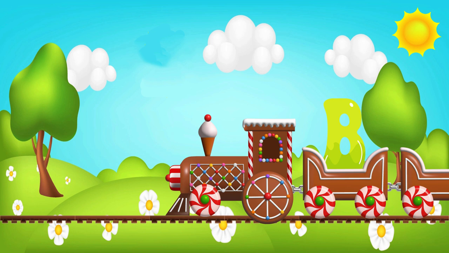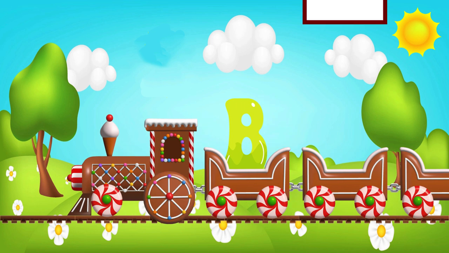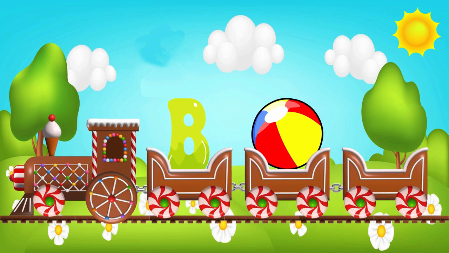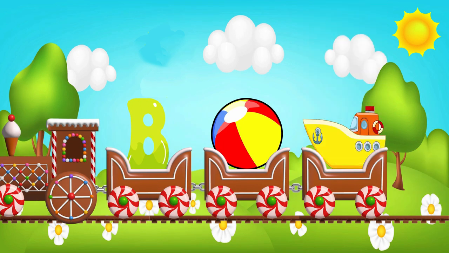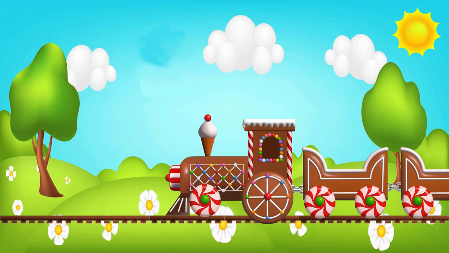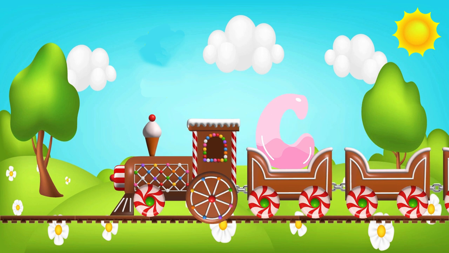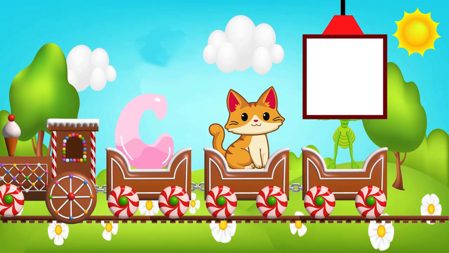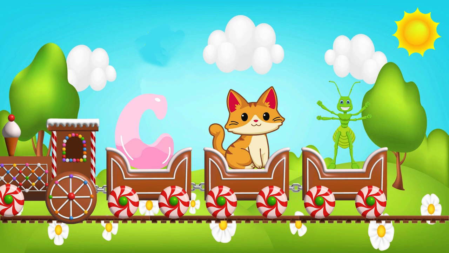This is letter A. This is letter B. B, B, ball. B, B, boat. This is letter C. K, K, cat. Cricket.